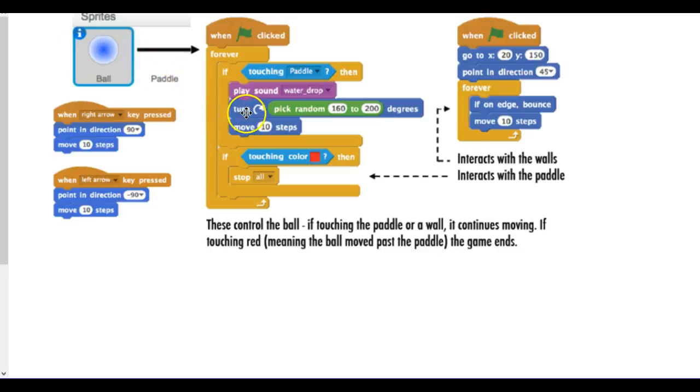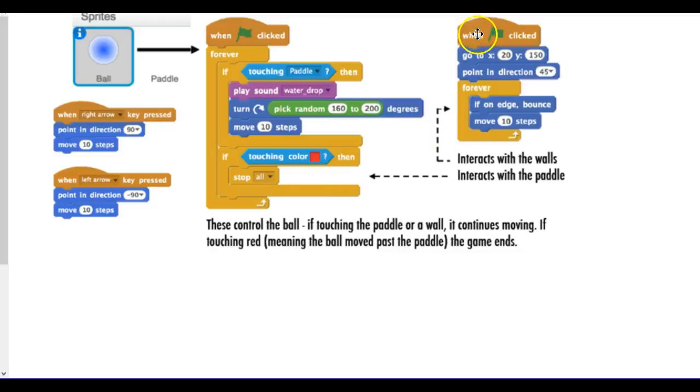So here's the code that we're going to be looking at. On the ball, we're going to constantly, or forever, look to see if the ball is touching the paddle. That's our collision check. If the ball is touching the paddle, it's going to play a sound, pick a random number between 160 and 200 to get it to turn, and then we're going to have it move 10 steps. If it's touching color red, then it should stop.